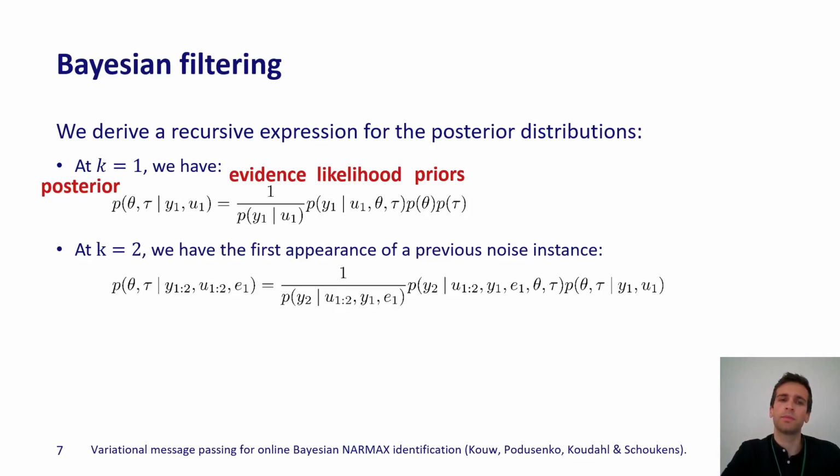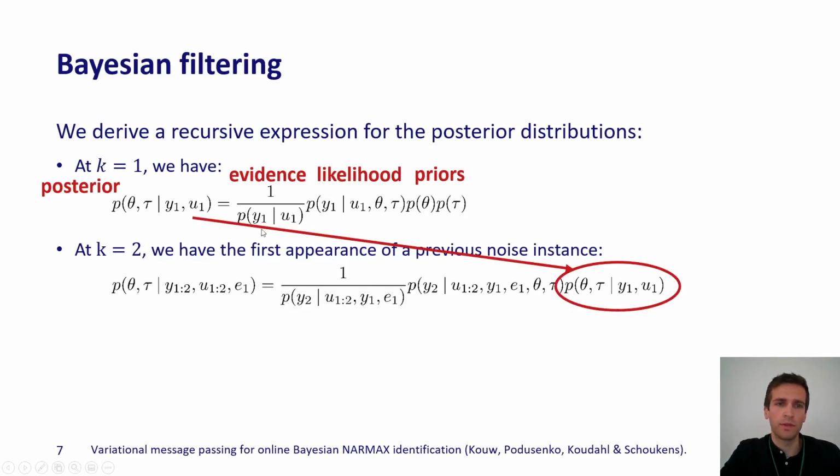In the next time step, we see the first appearance of this previous noise instance. So at k equals 2, we've got e_1 in the likelihood function. And what you might have also noticed is that we have used the posterior that we derived at k equals 1. We are now using that as the prior at k equals 2. And outside of that, we still have the same structure here. We've got a set of priors, then a likelihood, then 1 over the evidence, and that's going to give us a posterior distribution.